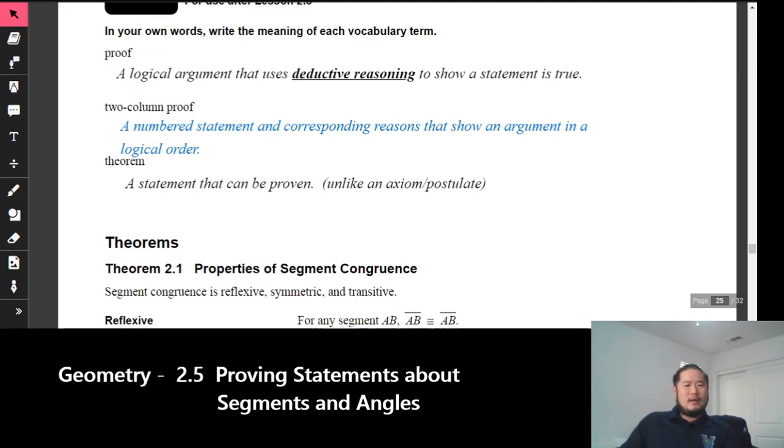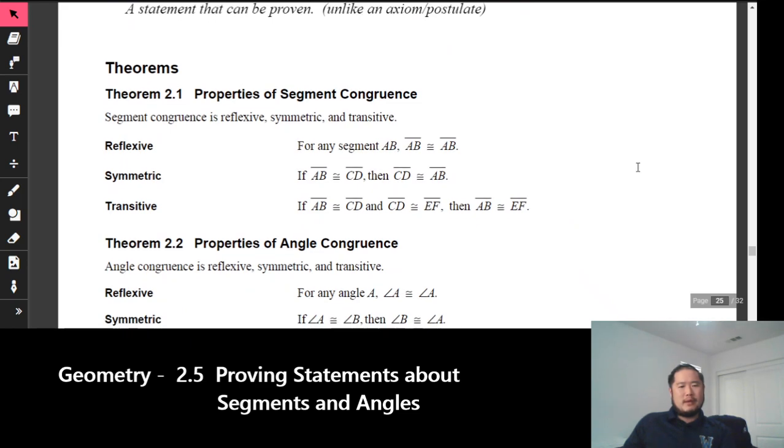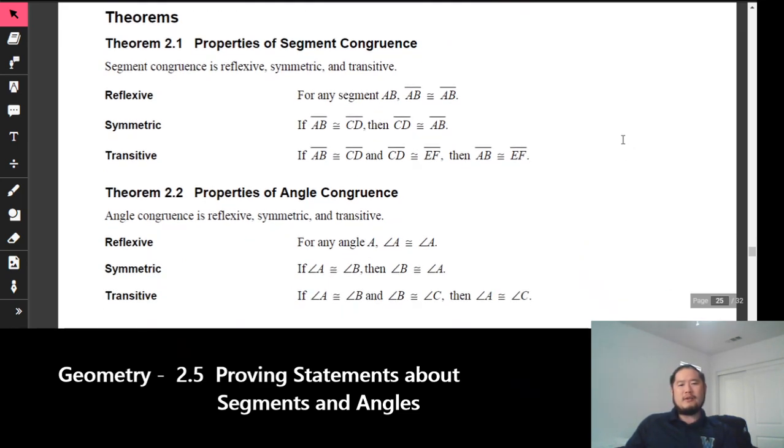Okay. And then we've looked at theorems, a statement that can be proven. Different from that of an axiom or postulate, because those are statements that we just accept without proof. So let's take a look at theorem 2.1, and we have properties of segment congruence. Remember in the last section we looked at these three properties: the reflexive property, symmetric property, transitive property. And we said that they could be used with real numbers. We could use them with segments and also with angles.